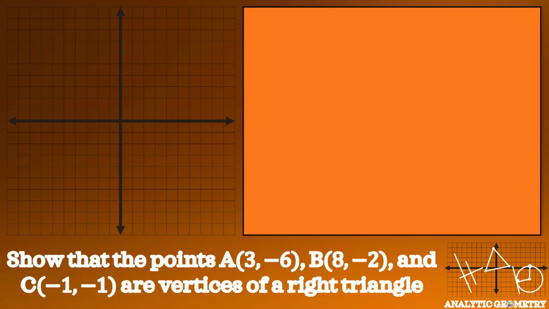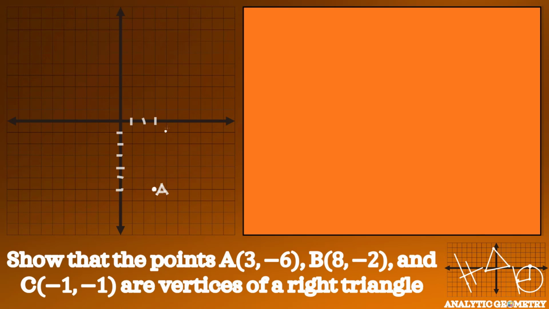In this given Cartesian plane, let's try to illustrate these 3 points. If we consider each grid as 1, and of course the horizontal axis is our x-axis and the vertical is our y, our first point A can be found here. 1, 2, 3, and I have -6 for y. 1, 2, 3, 4, 5, and 6. This is point A at (3, -6).